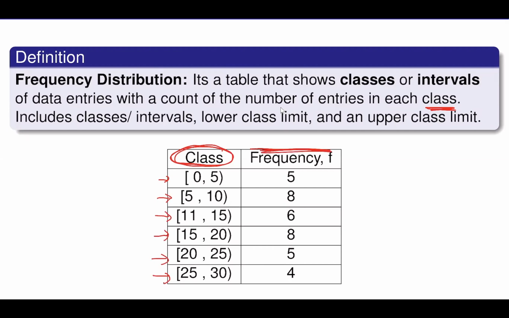Next thing that we have is something called a frequency. Frequency tells us how frequent we have numbers in this interval. If you look at the first row, it says we have a frequency of 5. That means we have 5 numbers between 0 and 5. That's what the frequency is telling us. It's not telling us the exact numbers, but it's telling us that we have 5 numbers between 0 all the way to 5. Any questions in regard to the frequency so far?